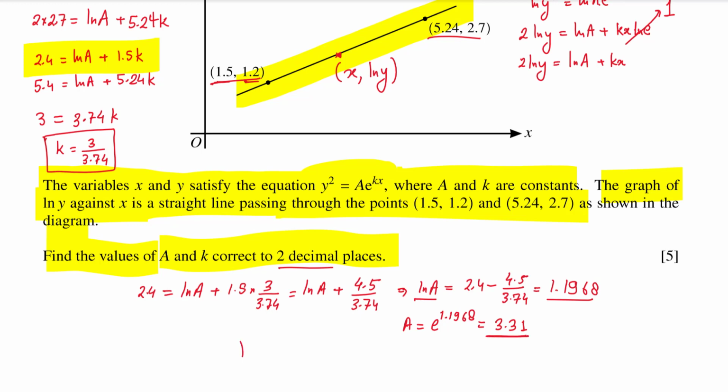And the k value we can calculate: 3 over 3.74 is 0.802, so 0.80, because they have asked for correct to 2 decimal places. So that's the answer.